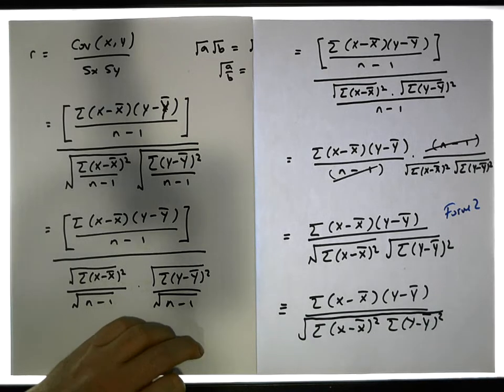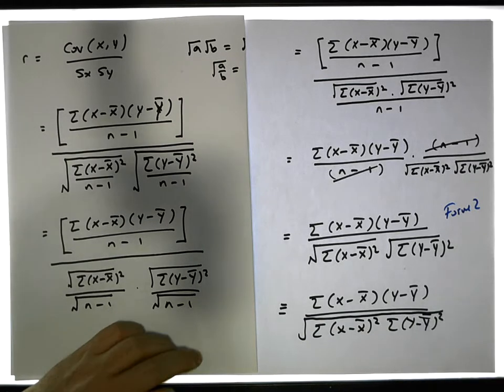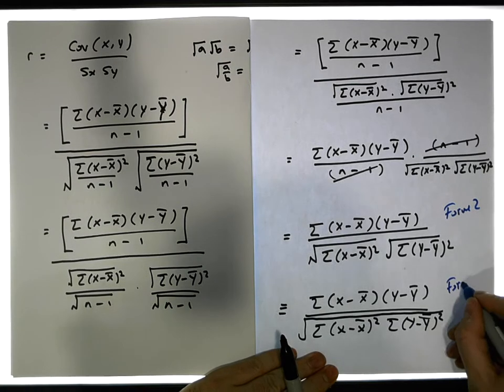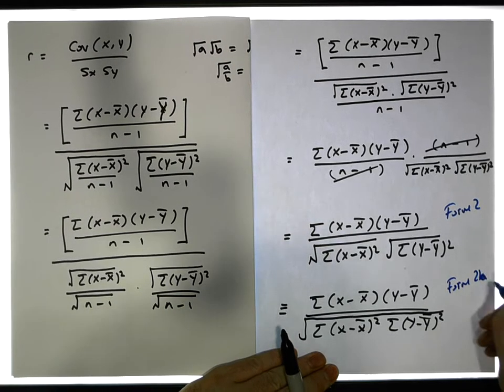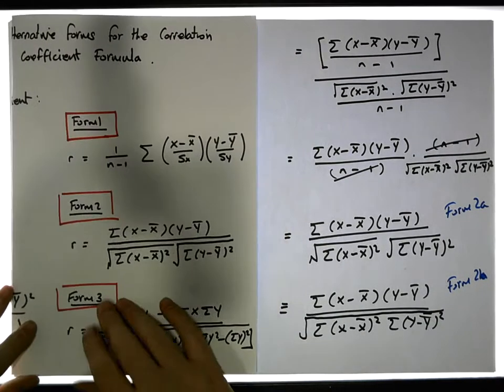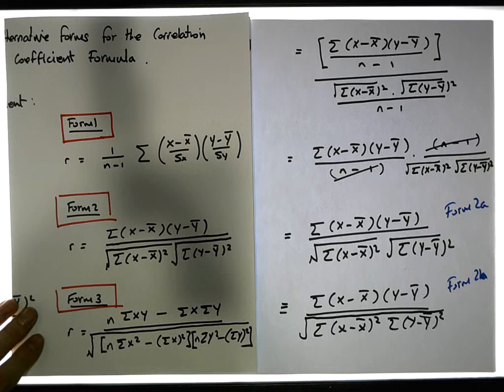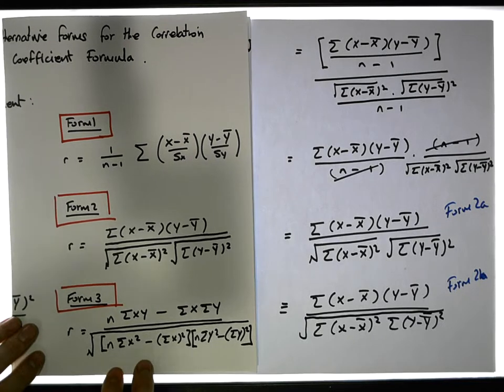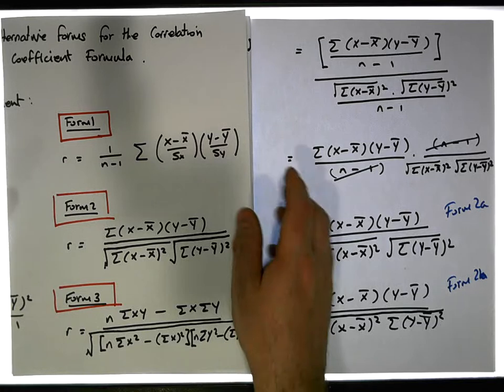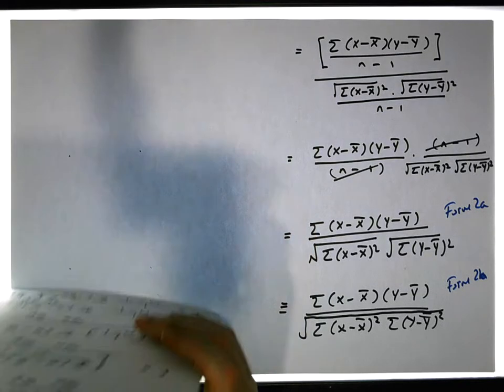That's a bar here, don't forget our mean. So this, let's say, is form 2b, and this is form 2a. Going back to our three forms now, we've done form 1, we've done form 2, and what we now need to get is the more difficult one, which is form 3. So how do we get to form 3 of this particular formula?